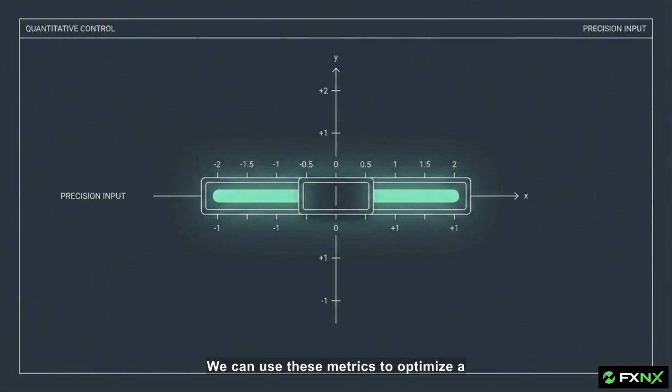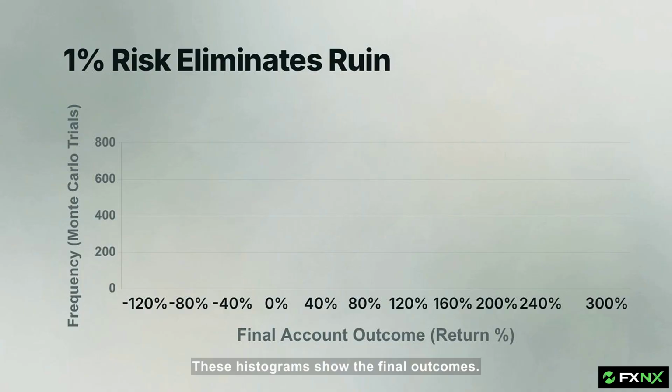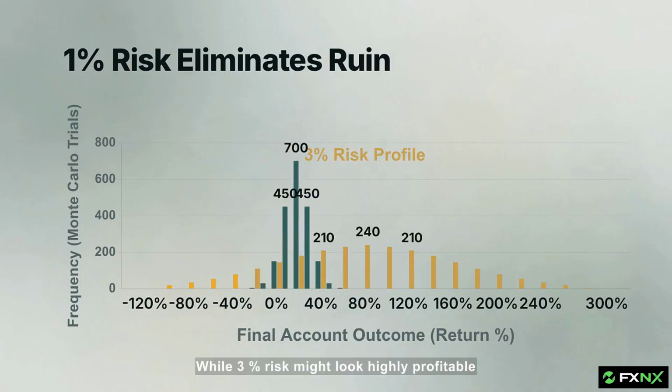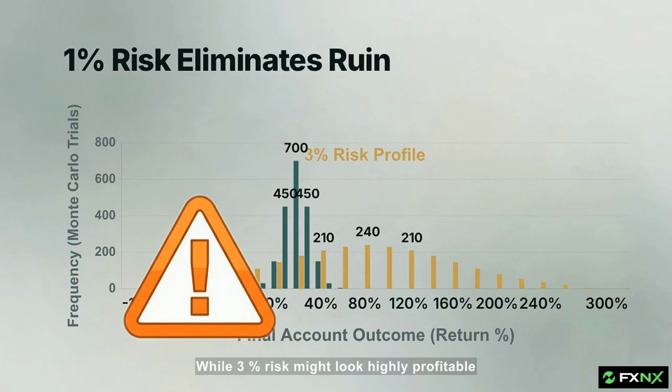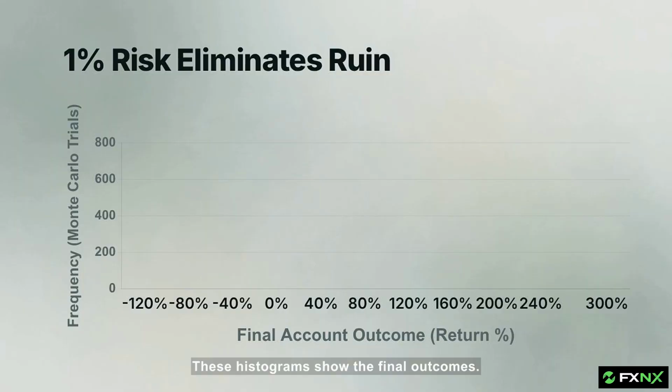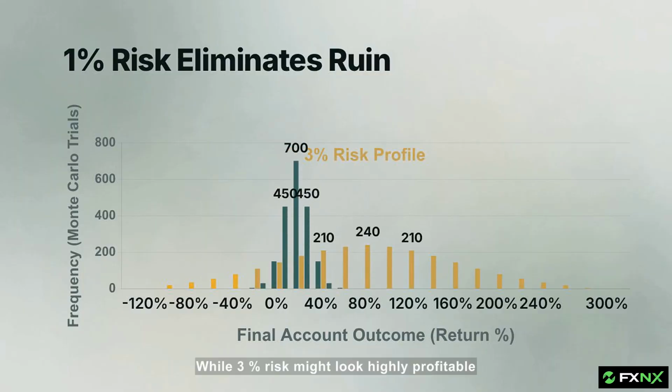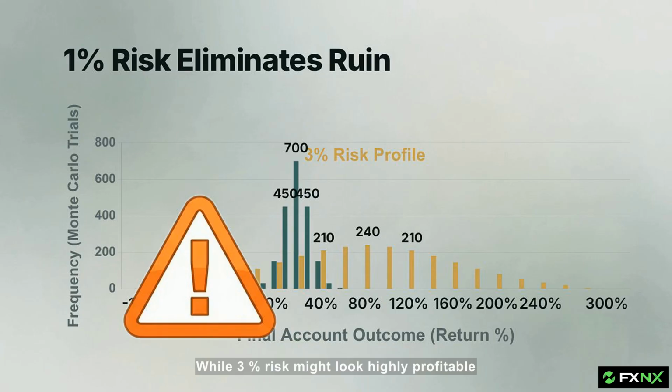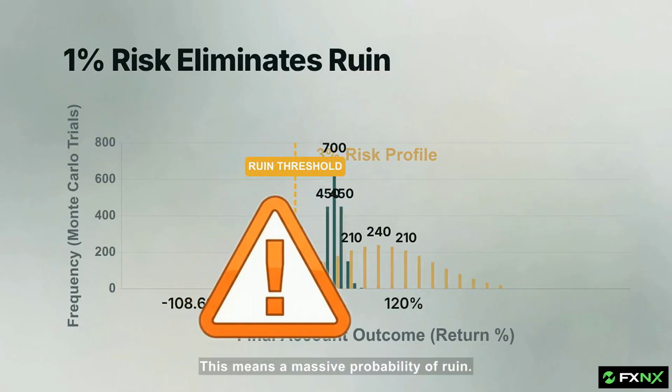We can use these metrics to optimize a strategy right now. Let's set up a test where we keep all the core trading rules identical, but alter the risk per trade from 1% up to 3%. These histograms show the final outcomes. While 3% risk might look highly profitable in a simple backtest, the simulation on the right exposes a thick tail extending deep into negative territory. This means a massive probability of ruin.